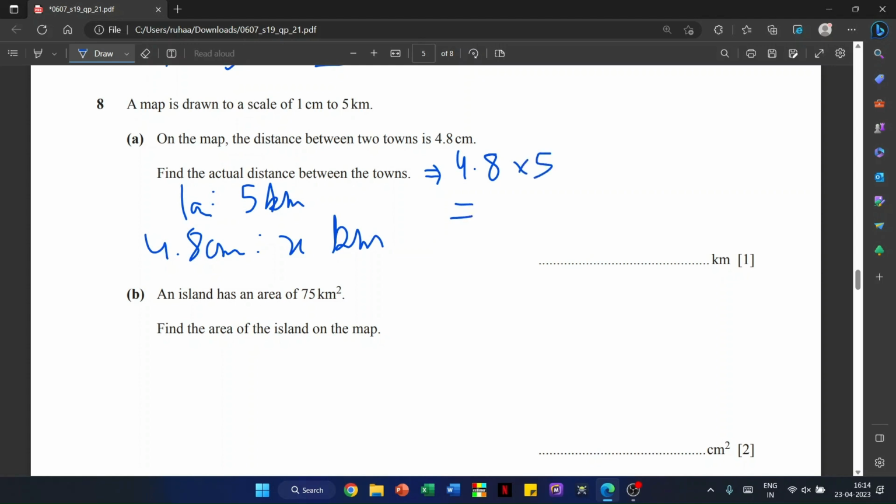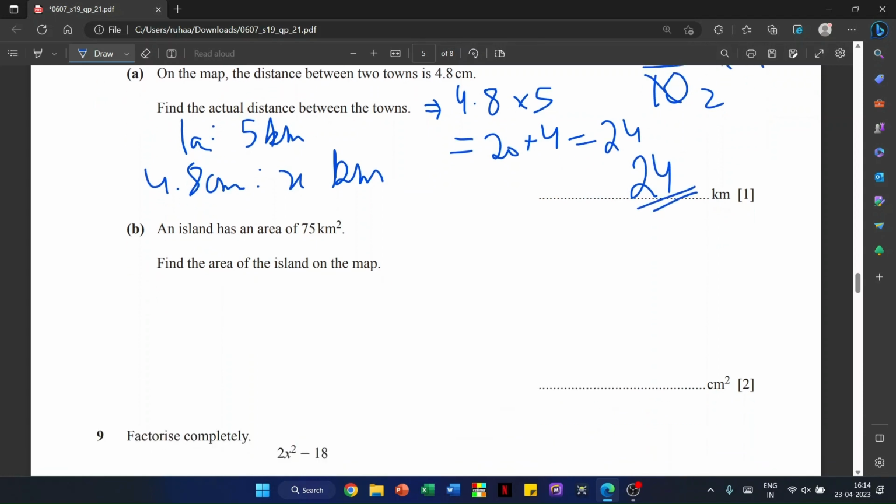So let's do this. What is 4 into 5? 4 into 5 is 20. What is 0.8 into 5? Well, let's write this as 8 by 10. 0.8 is nothing but 8 by 10 into 5. This will be 8 by 2, which is 4. So the final answer is 24 kilometers.